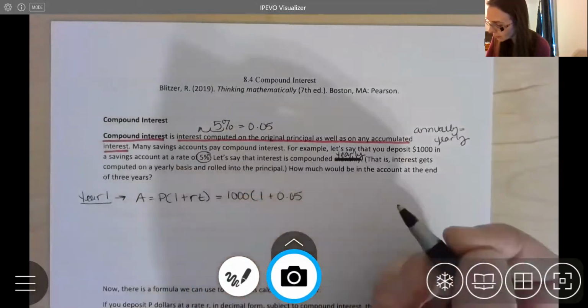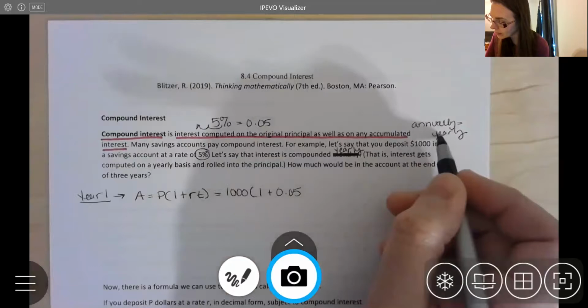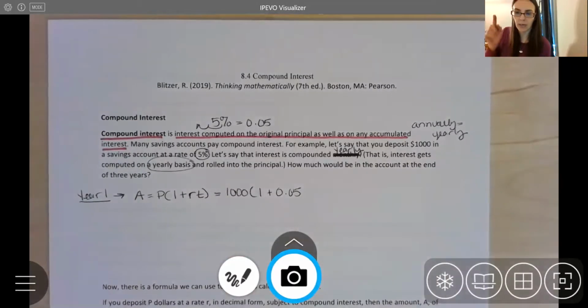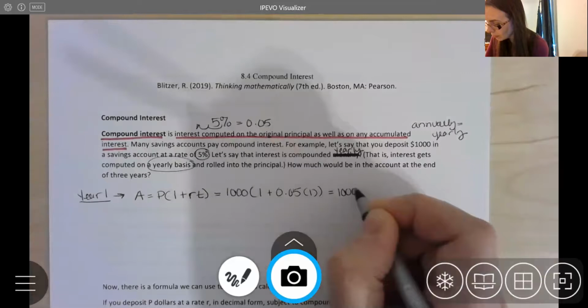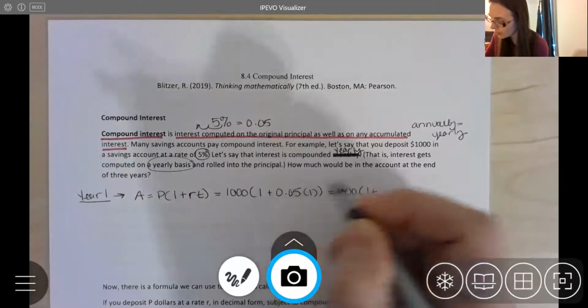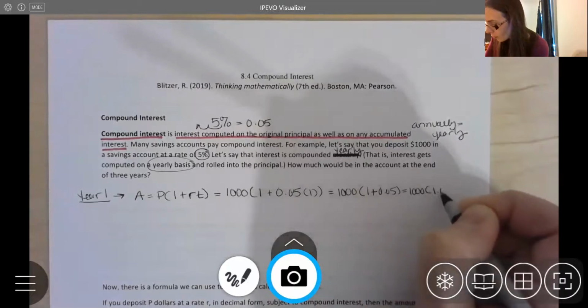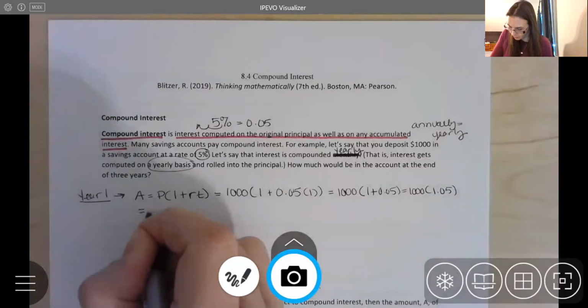And our time here is going to be just 1 year, right? So if interest is computed annually or yearly, it's going to get computed on a yearly basis and then rolled into the principal. So we do it at the end of the year if it says annually or yearly. So our time is going to be 1 full year. So we get $1,000 times 1 plus, now 1 times 0.05 is just 0.05. This becomes 1,000 times 1.05. And when we go ahead and multiply that out, we get $1,050. Okay, so not too bad. At the end of the first year, you have $1,050.